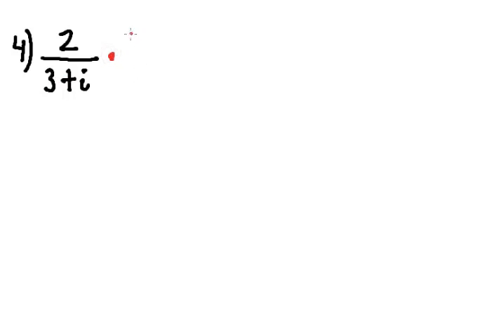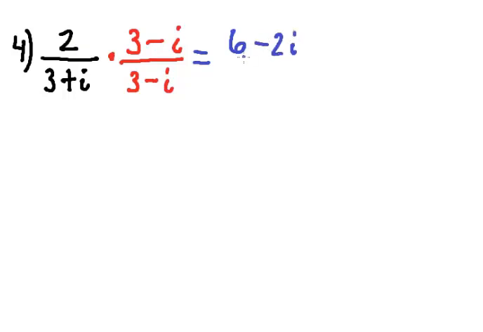What is the conjugate? You copy the same thing, but you change the middle sign. In the middle, I have a plus, so I'm going to change it with a minus, and I will get 3 minus i. That's what I'm going to multiply with, up and down. So if we multiply that with 3 minus i, we would get 2 times 3, 6. 2 times -i will be -2i.